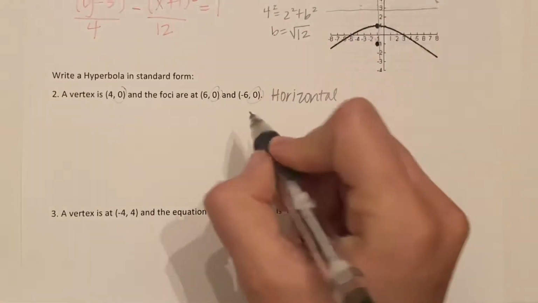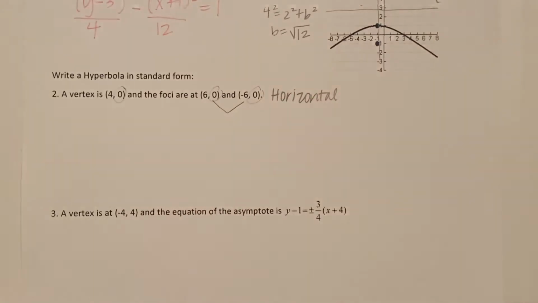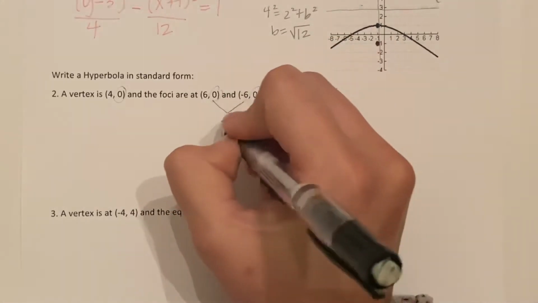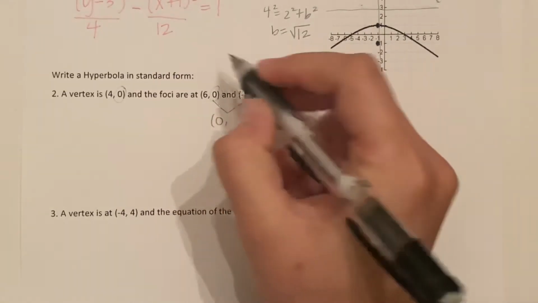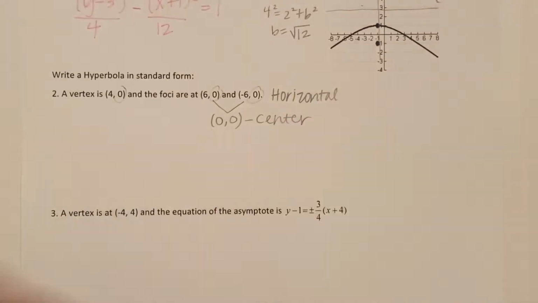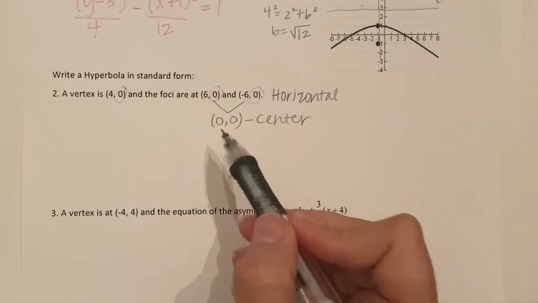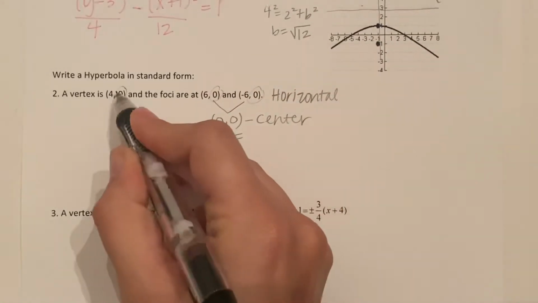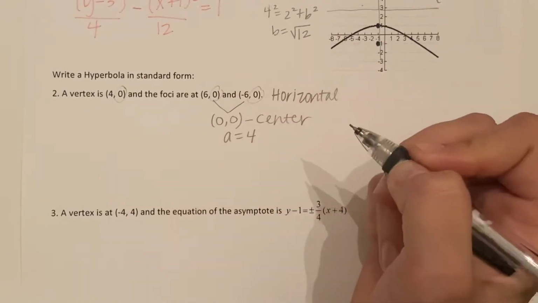Let's find the middle of the foci to figure out the center. 6 plus -6 is 0. 0 divided by 2 is 0. Same thing, 0. So there's my center. Last thing I need to figure out is A and B. A goes from center to vertex, so that we can straight away tell is just 4.